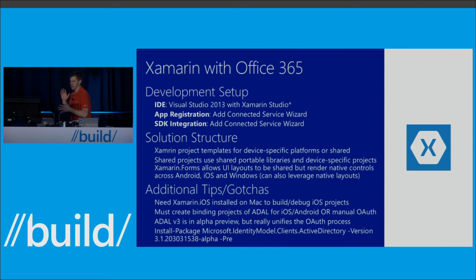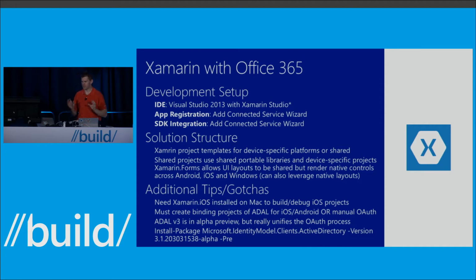A few gotchas. Again, if you're going to do anything on a Mac, you have to have a Mac to be able to build and debug against. You must create what we call a binding project if you want to use the Azure Active Directory authentication libraries. So that's ADAL. You'll hear me say ADAL a lot. Basically, it makes authentication against Azure Active Directory really, really simple, where you don't have to write lines and lines of code. You can write like 3 lines of code to authenticate. It handles all of that, including the caching of tokens.